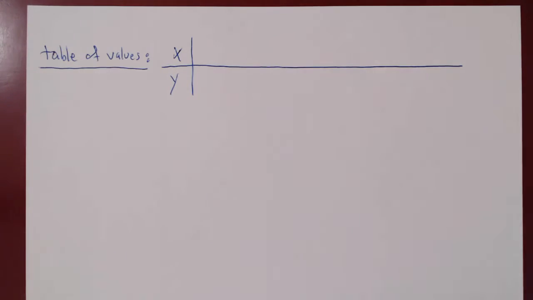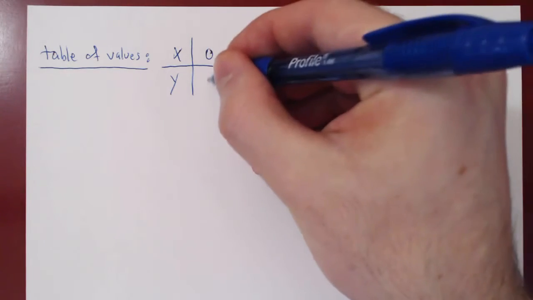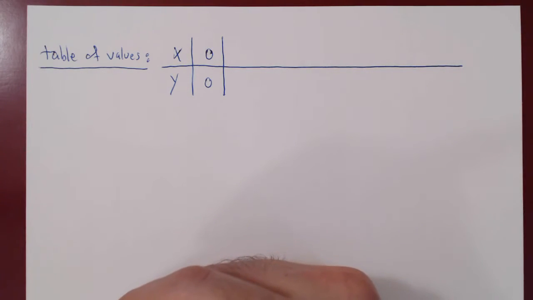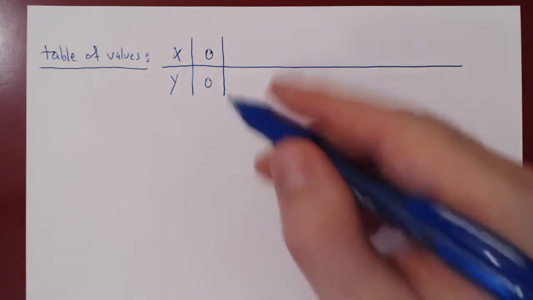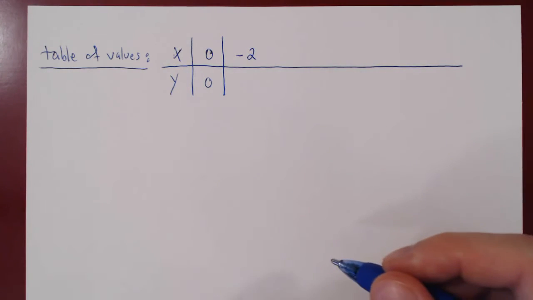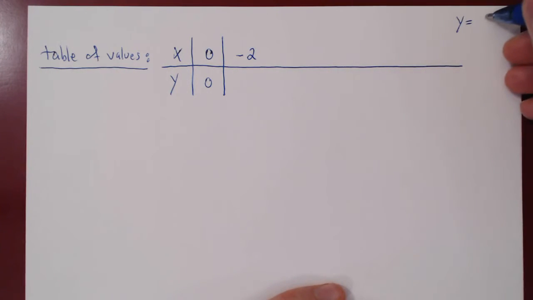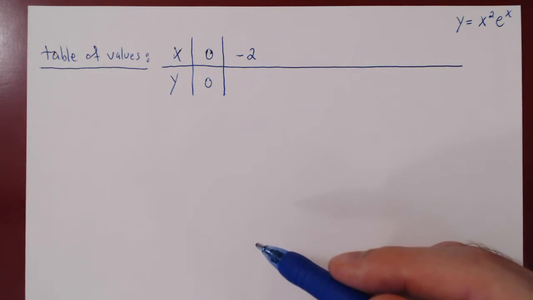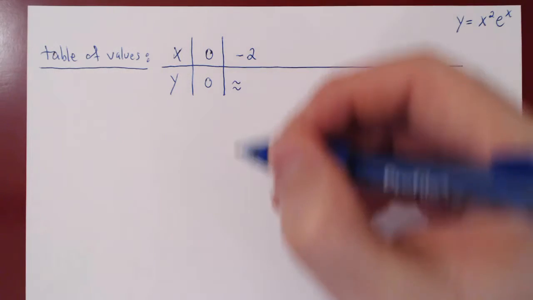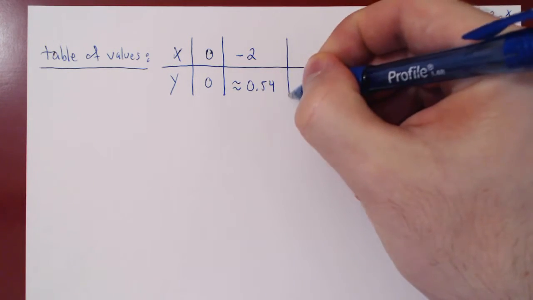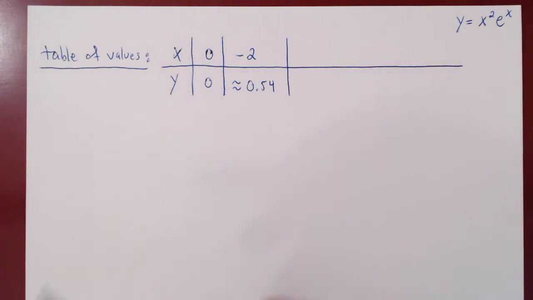Okay, the first value we found was (0, 0). When x is 0, y was 0. X equals 0 was also a local minimum. Then we found our two critical points, namely x equals 0 and x equals negative 2. Recall the function was y equals x squared e to the x. If you evaluate this at negative 2, here you will need your calculator, and you will find a value that is approximately 0.54. That takes care of our two critical points.